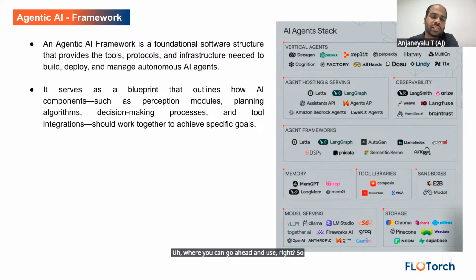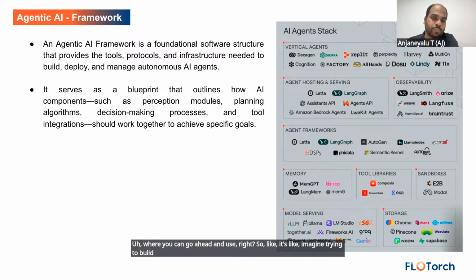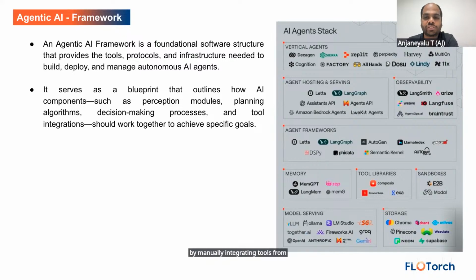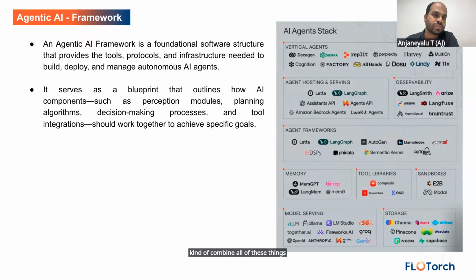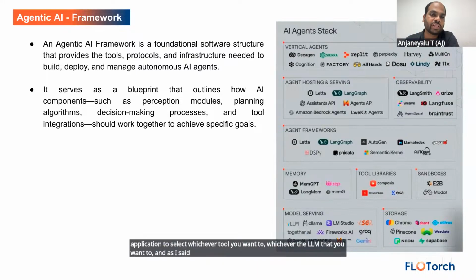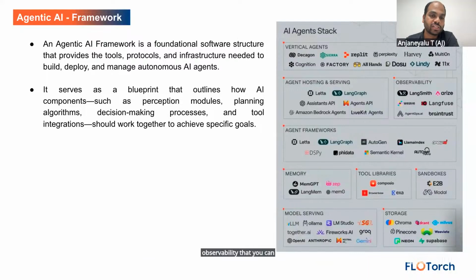Imagine trying to build a production agent by manually integrating tools from each of these. Selecting, or trying to evaluate, each and every tool becomes so tedious. That's where FloTorch is going to help you. You can combine all of these things and use the FloTorch application to select whichever tool or LLM you want. As I said, it's a gateway that is inbuilt. And you also have traceability and observability that you can simply start using.